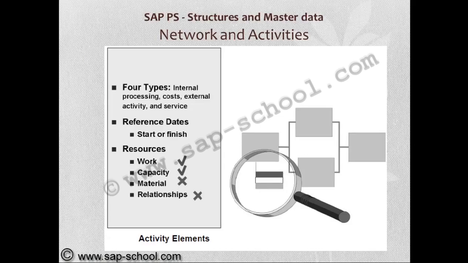Like we already discussed the different types of activities: internal processing, cost, external activity, and services, which has a reference date, start or a finish, and resources, using the resources like work, capacity, material, and relationships. The same thing will be applicable to activity elements except material and relationships.